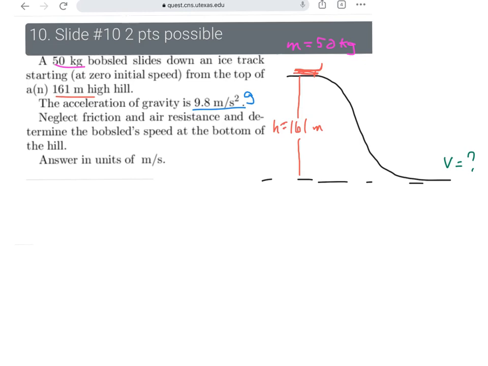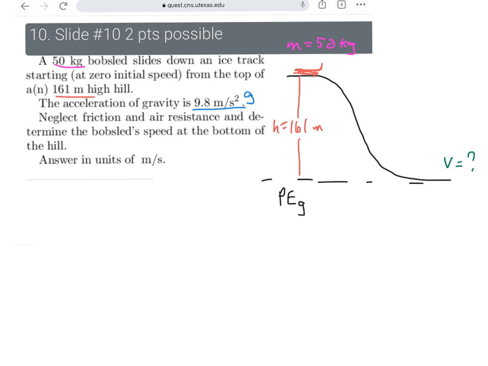Alright, so we have a bobsled. It is a 50 kilogram bobsled. That's its mass. It's at the top of the hill. It starts off with 0 speed, so it has 0 initial kinetic energy. And it's at some height, so we know that it starts off with some potential energy. And so that's potential energy due to gravity.